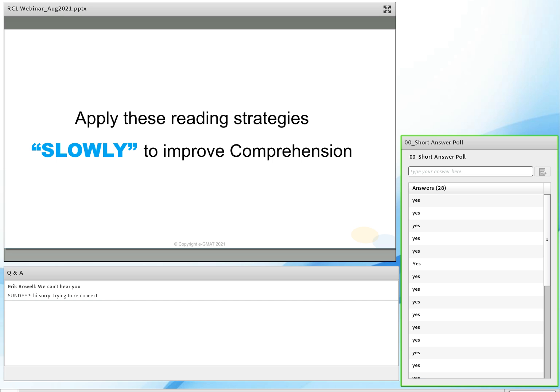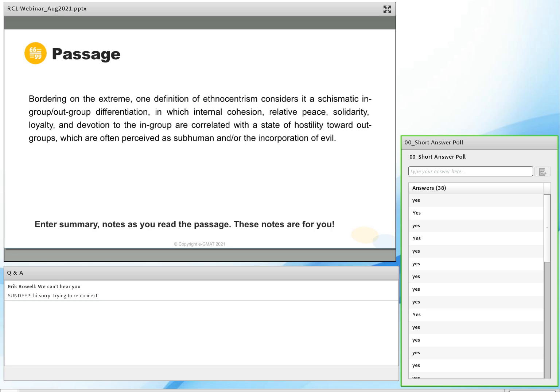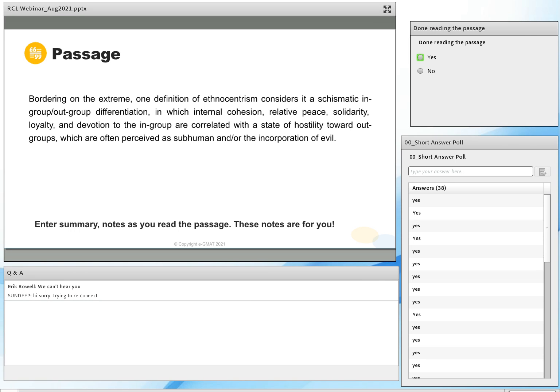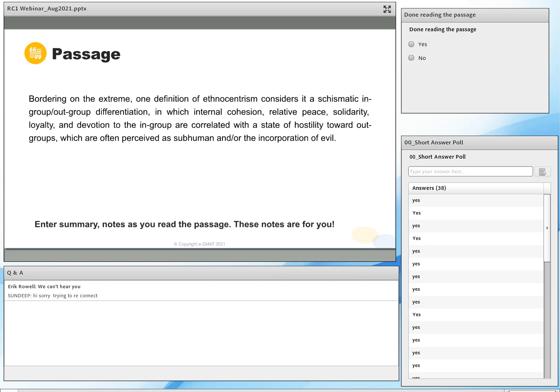Perfect. So how this is going to work is you're going to solve a main point question. The passage will be here, and after that I'm going to introduce the question. All right, so here's the passage for you. All the best. Take your time. Once you're done reading the passage, click on yes.